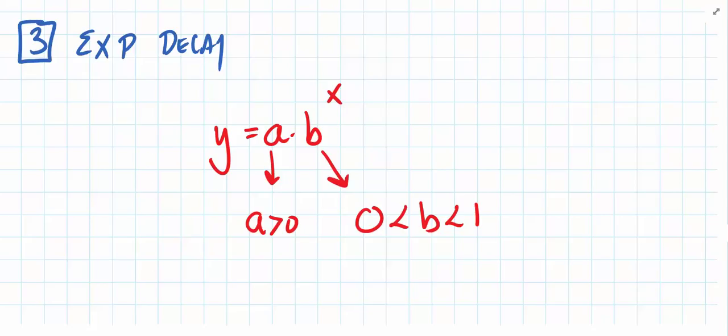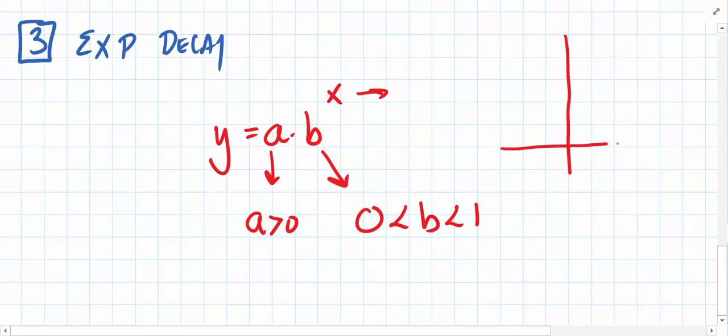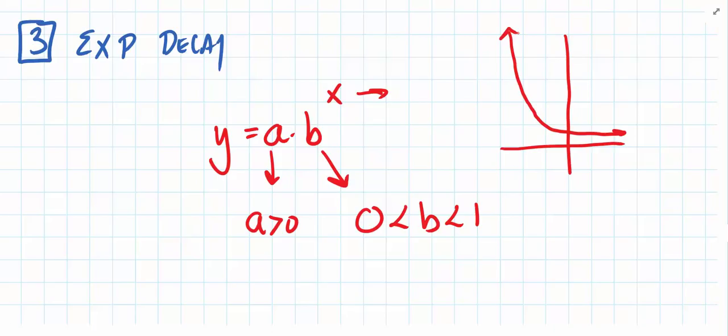Now, every single graph that models exponential decay is going to look something like this, right? It's going to go down from left to right. So as x increases, y decreases exponentially. That's called exponential decay. The same rules apply for exponential decay, meaning that equal growth in x gives you equal decay factors, okay?